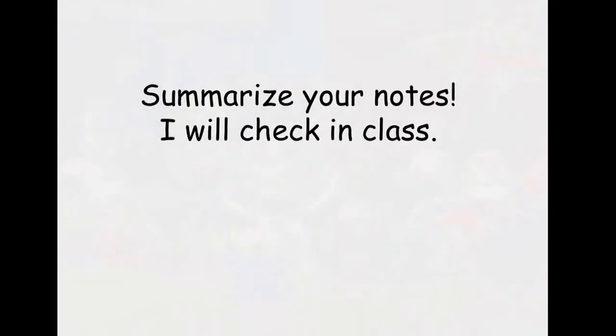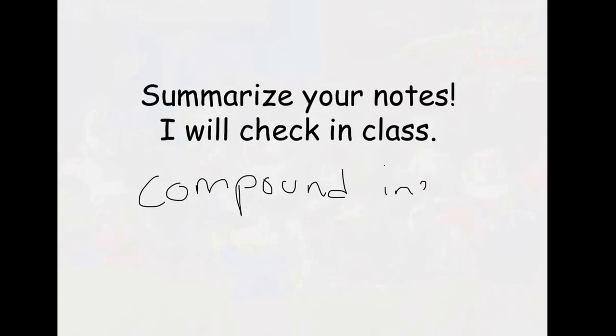Alright, the last part about this. I would like you to summarize your notes. I will check those in class. Again, we're making these Cornell note style, so reread through your notes. Make sure you have those try problems solved. And write a 1 or 2 sentence summary on the bottom using the words, let's say, compound inequality. That's obvious. It'd be hard to summarize these notes without saying compound inequality. Use and, use or, and please explain something about intervals.